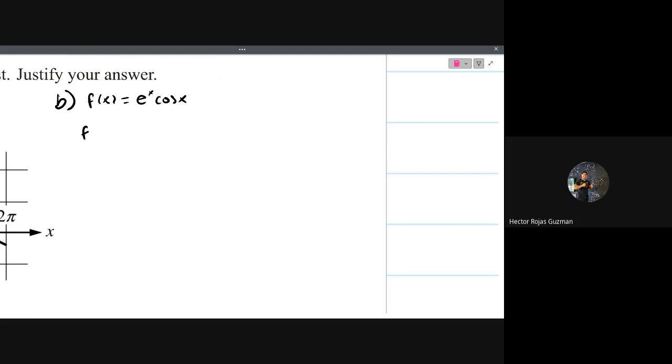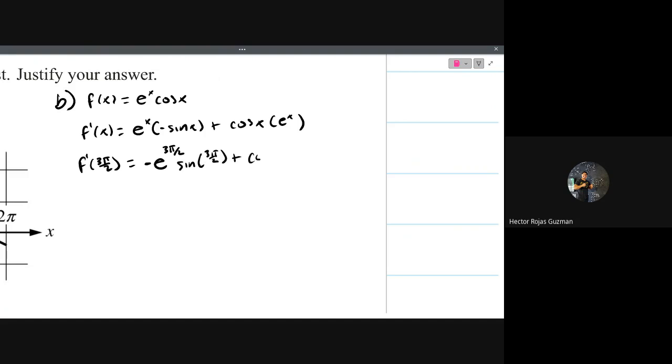So let's go ahead and get the derivative. The derivative is first times the derivative of the second plus the second times the derivative of the first. Plug in your 3 pi over 2. F prime of 3 pi over 2 is e to the power of 3 pi over 2 times sine 3 pi over 2 plus cosine 3 pi over 2 times e to the 3 pi over 2.